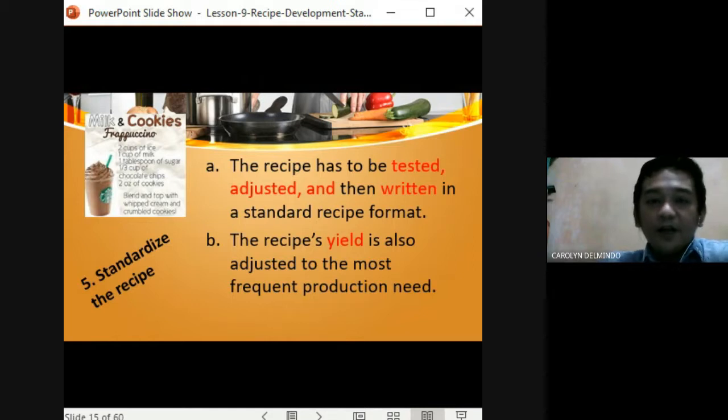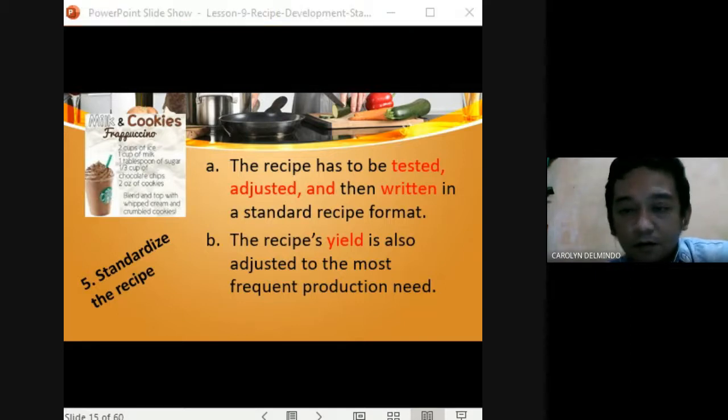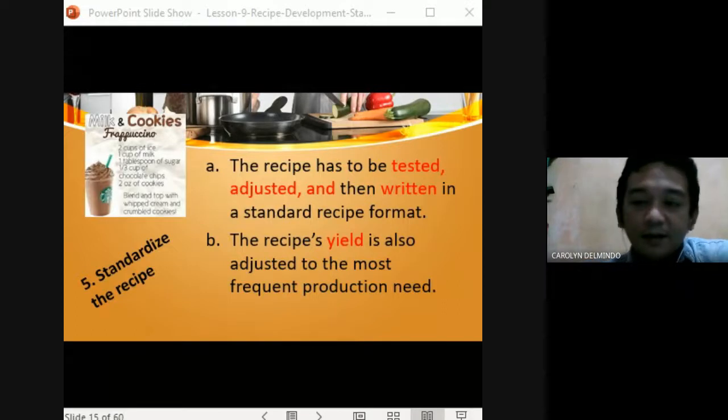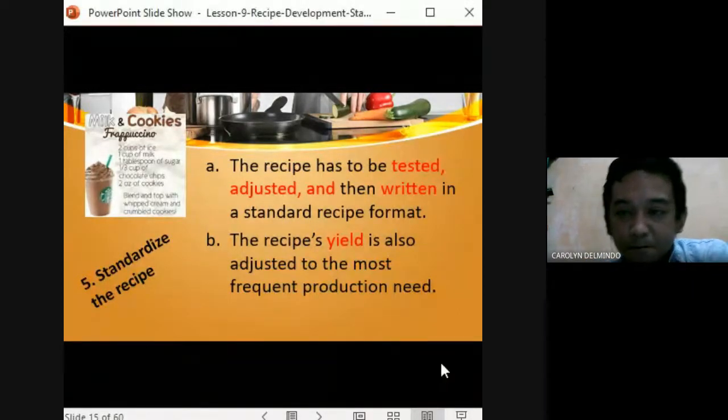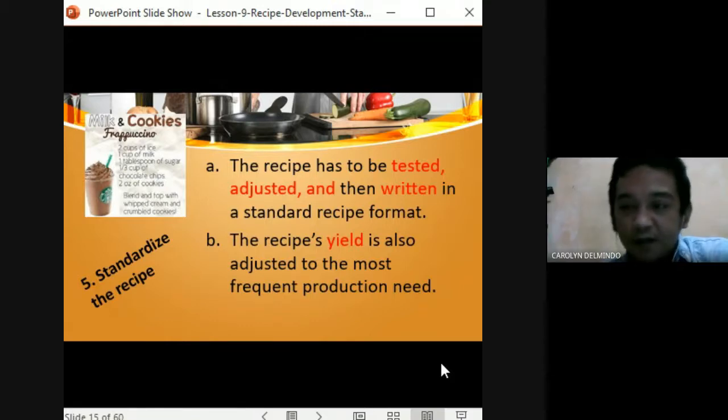Okay, what is number 5? Rafael, are you there? Standardized recipe. Okay, standardize the recipe. Thank you, Rafael.